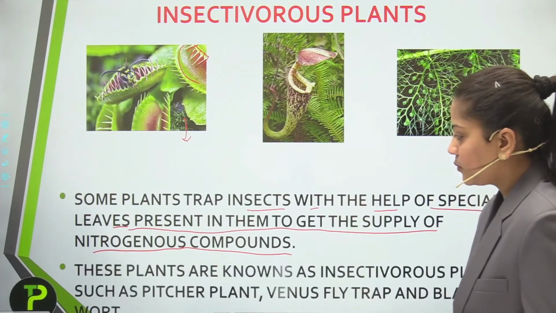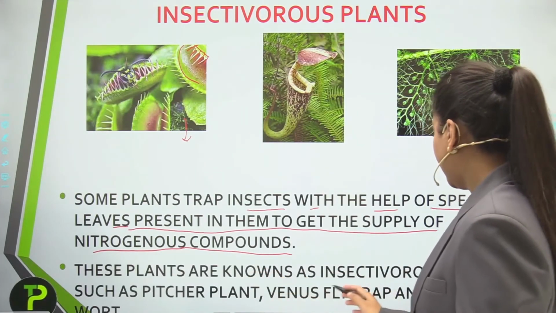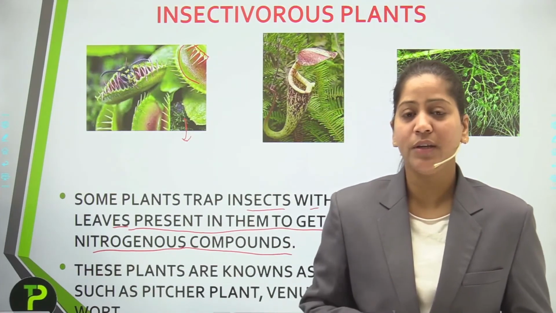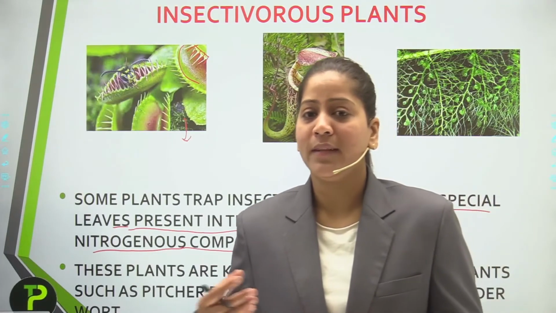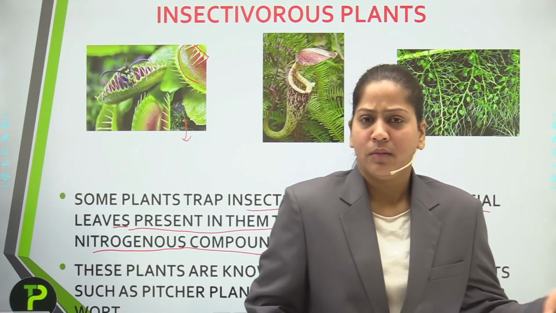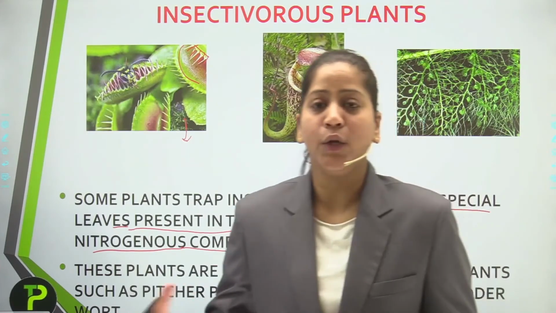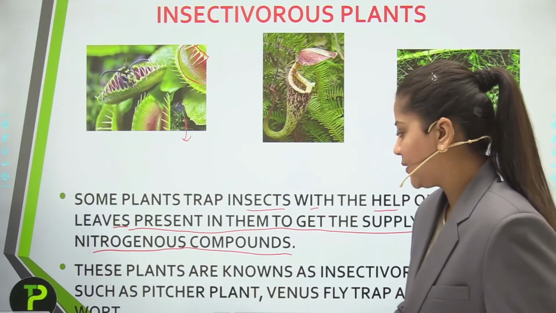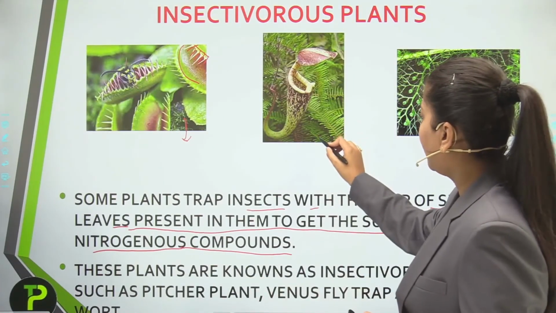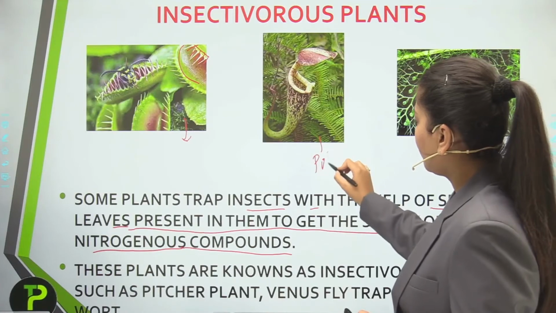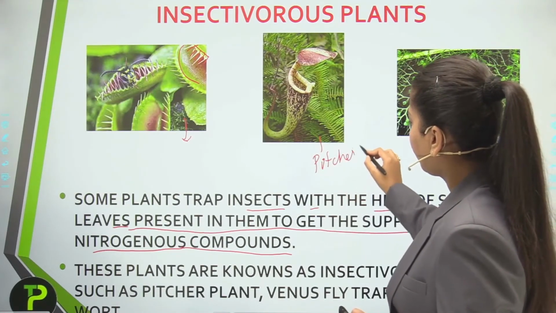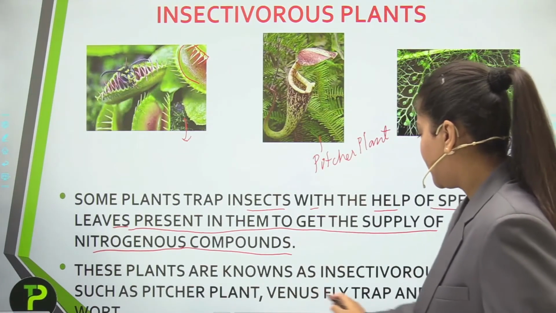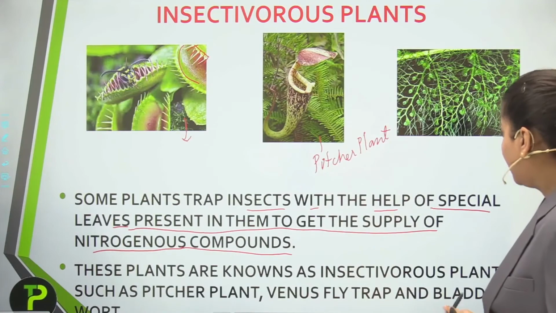Now these plants are known as insectivorous plants. The plants which eat insects and get nutrients from insects but cannot make their own food or perform any other process to get nutrition from insects are known as insectivorous plants, such as the pitcher plant. This is a pitcher plant. Venus flytrap, that is Venus flytrap, and bladderwort.